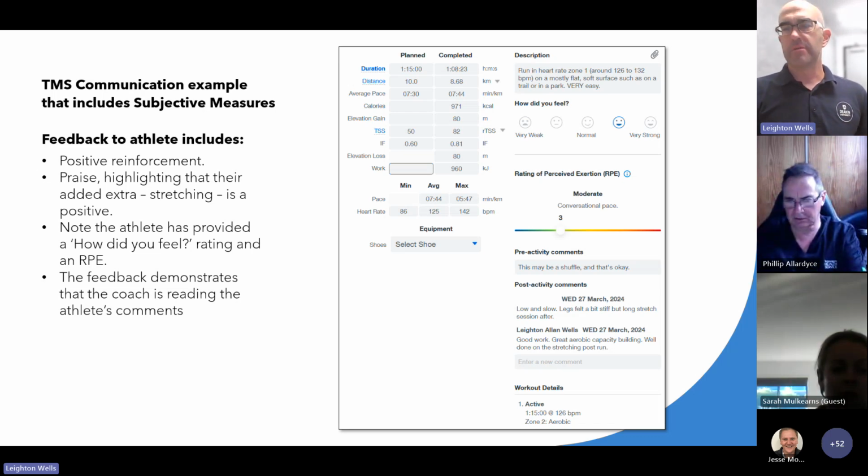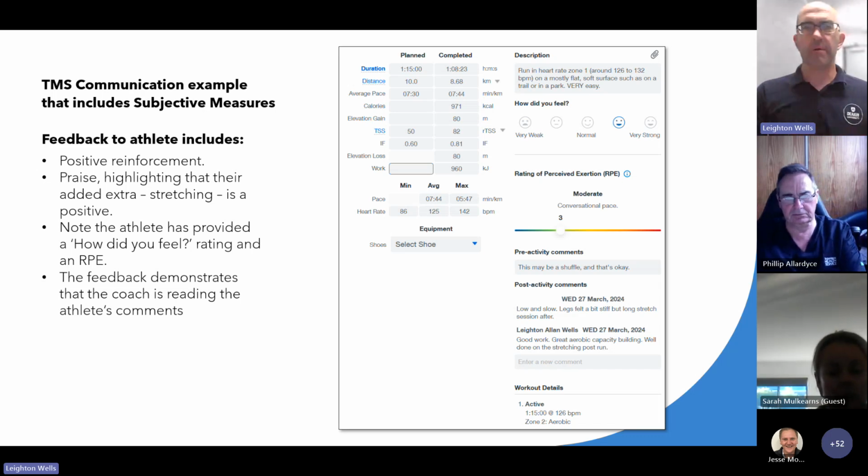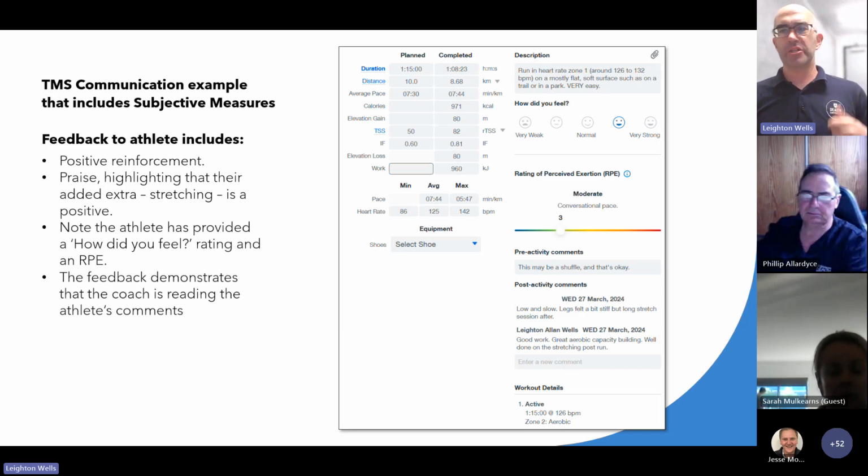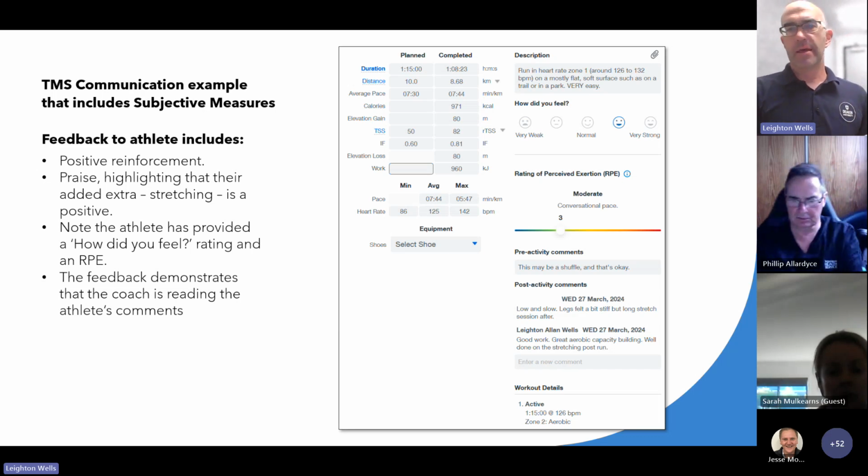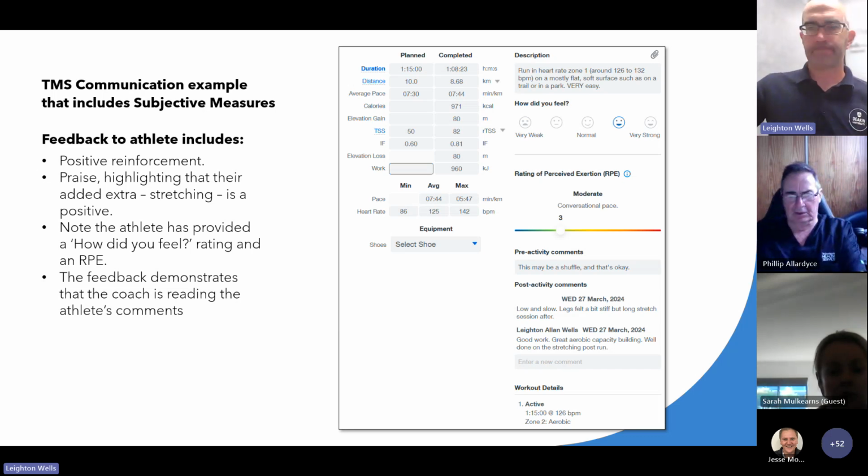So I've acknowledged that they've done the run as it was planned, and also recognise that they've added an additional thing which I didn't request. So good job on the stretching. As I said, it's not the be all and end all of coach comments, but it just gives you an idea of how that process is implemented.